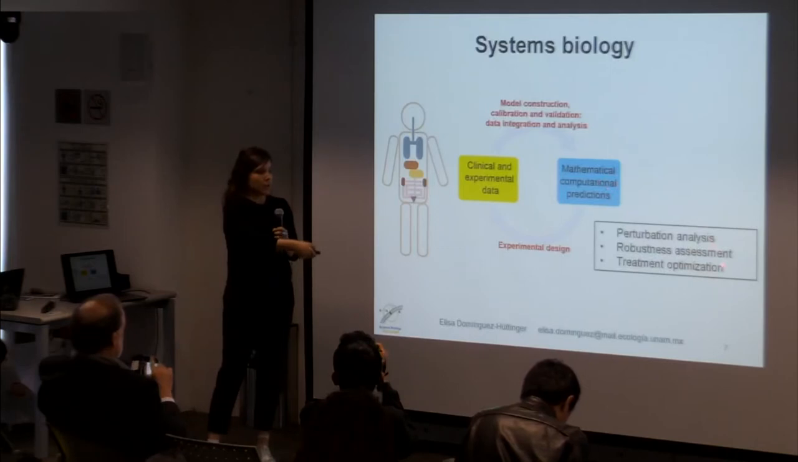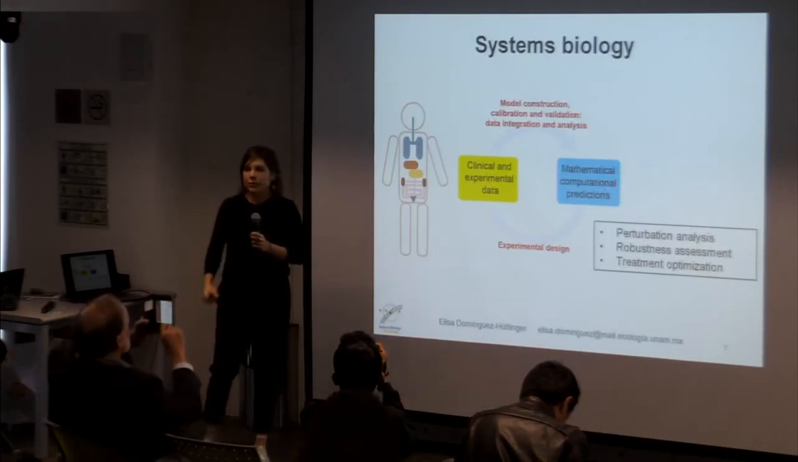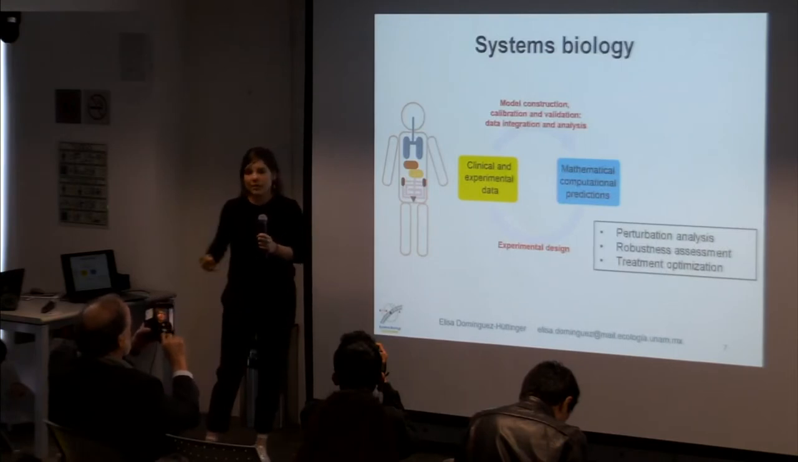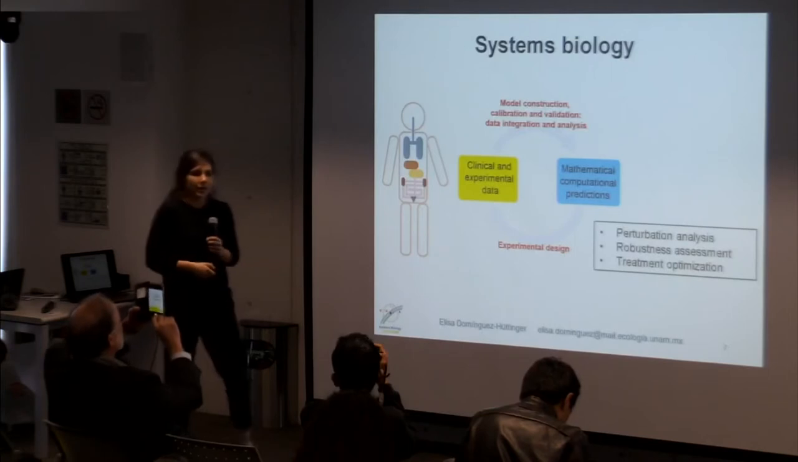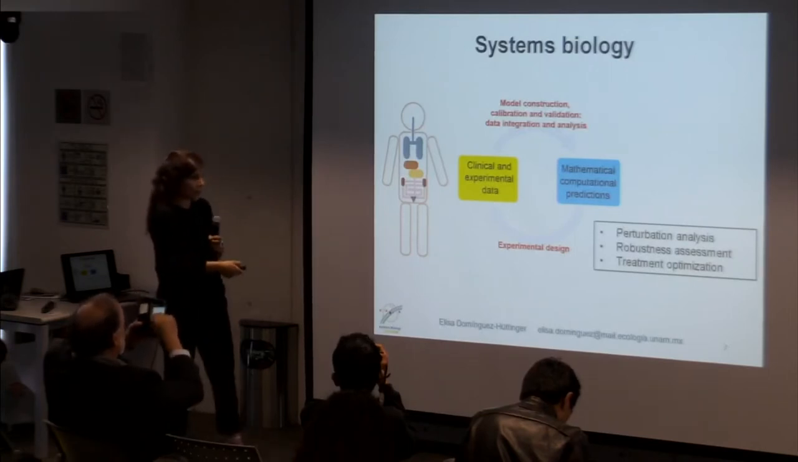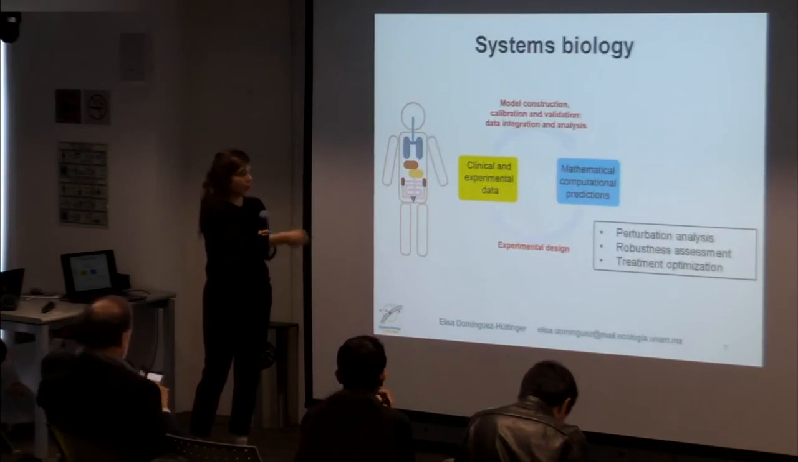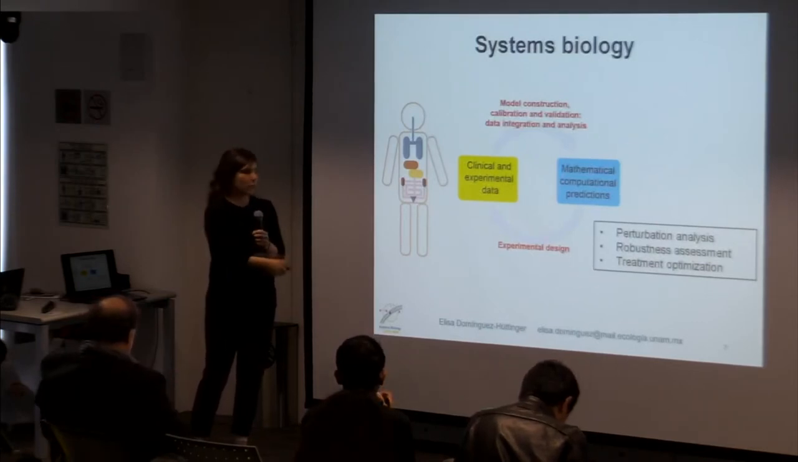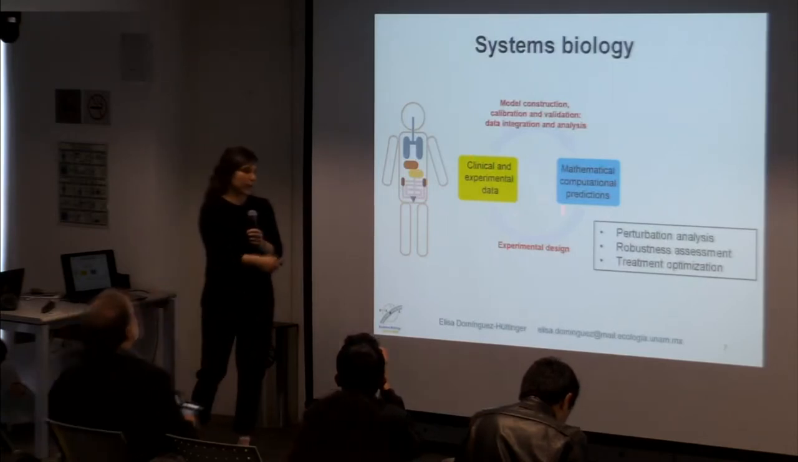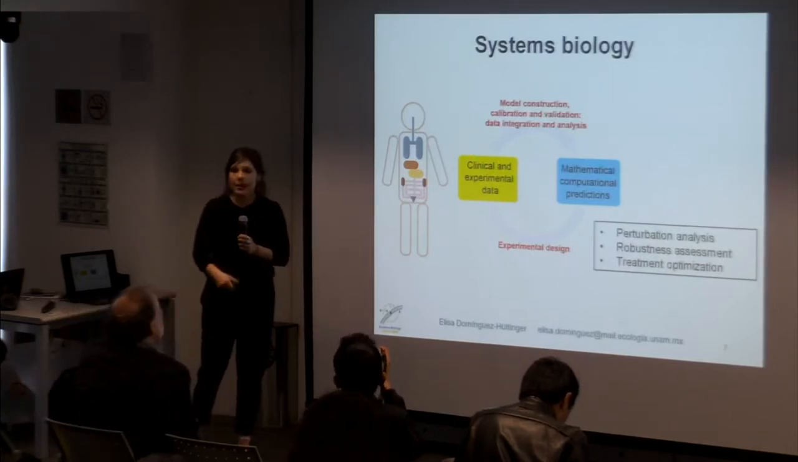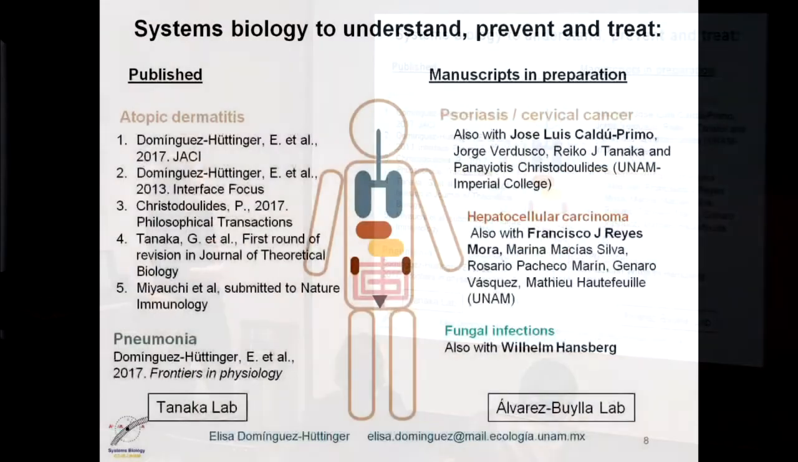So we can do perturbation analysis, robustness assessment, and treatment optimization, which, as you see, can help us to answer most of these open questions in terms of prevention, early detection, and treatment of those diseases. And once we have predictions from this model, we can then go back to empirical studies, either, for example, by experimental design or reanalyzing some existing data sets.